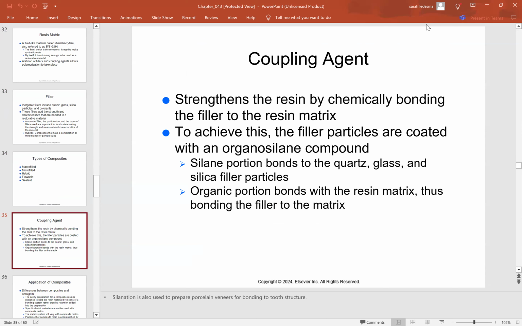The coupling agent strengthens the resin by chemically bonding the filler to the resin matrix. To achieve this, the filler particles are coated with an organic silane compound. The silane portion bonds to the quartz, glass, and silica fillers, and then the organic portion bonds to the resin matrix, thus bonding the filler to the matrix.